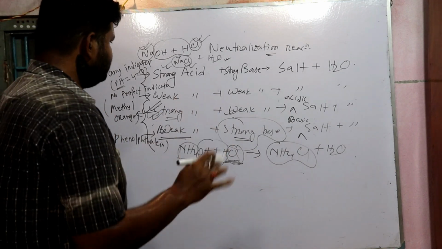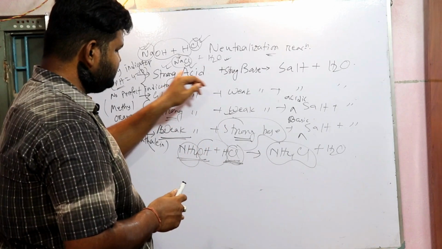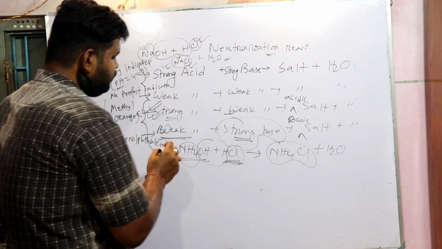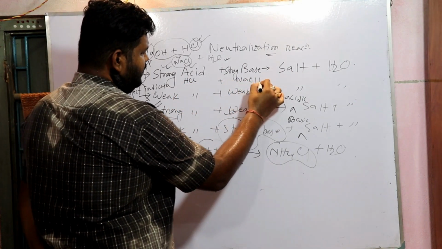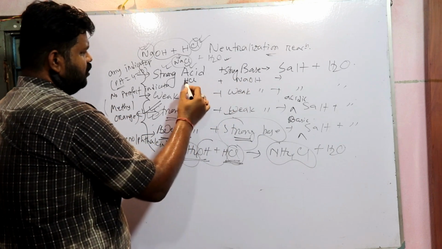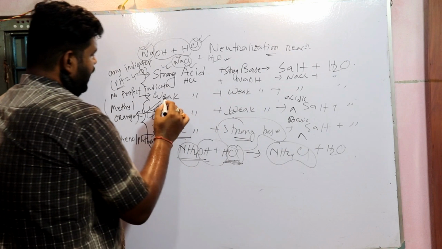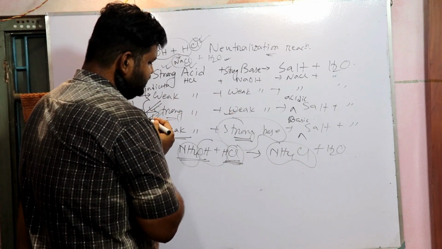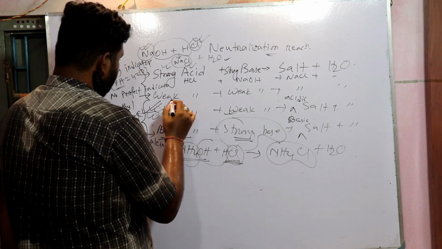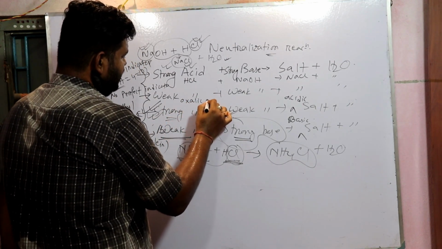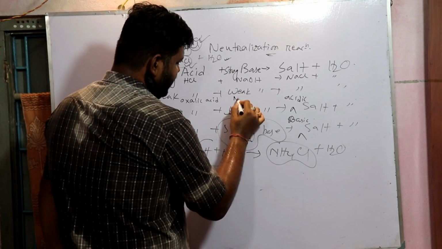Okay, so students, if you want to write some examples of this, suppose strong acid and strong base, that means HCl plus NaOH. This is a strong acid, this is a strong base. What will form? NaCl plus water. Now weak acid, weak base. Weak acid and weak base means suppose oxalic acid and NH4OH. The weak acid is oxalic acid and the weak base is NH4OH.